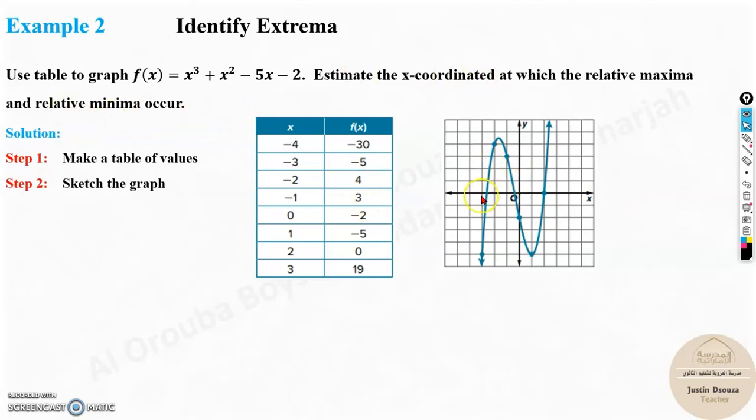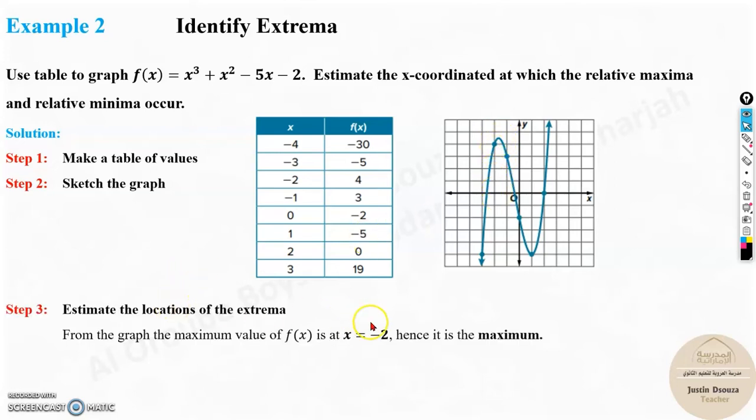maxima and minima. So see, it goes up, it goes up. Then you can see over here there is a turning point. That is somewhere over here. So the extrema, it's around the maximum value. See over here from this table, you can just check which is the maximum point. Minus 30, minus 5, 4, 3, minus 2.